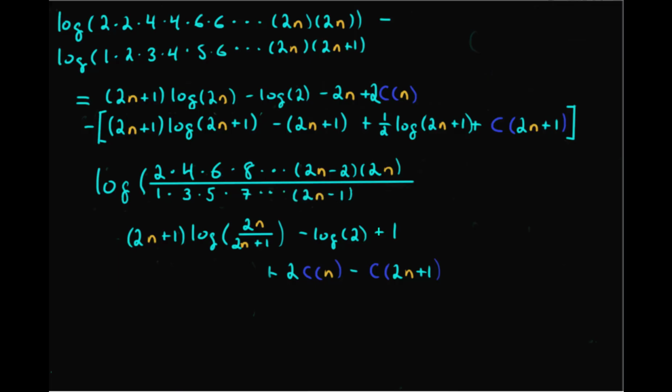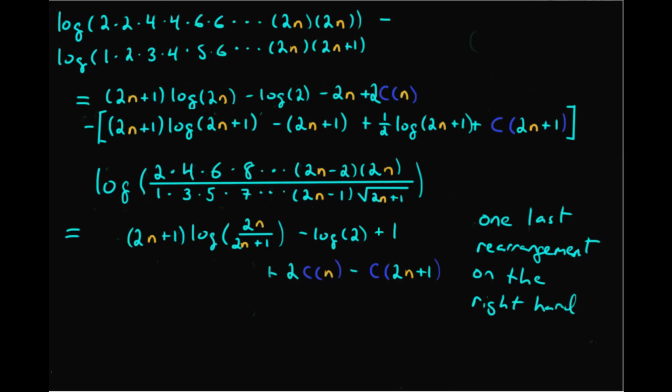times 2n minus 1 times the square root of 2n plus 1. And we have one final adjustment to make on the right-hand side of this equation here. I'm going to rewrite that first term, 2n plus 1 times the log of 2n over 2n plus 1. I'm going to rewrite that term in the logarithm by taking the reciprocal. So I'm going to rewrite it as the log of 2n plus 1 over 2n raised to the power of negative 1. And that just simplifies to 2n plus 1 times the log of 1 plus 1 over 2n to the negative 1.